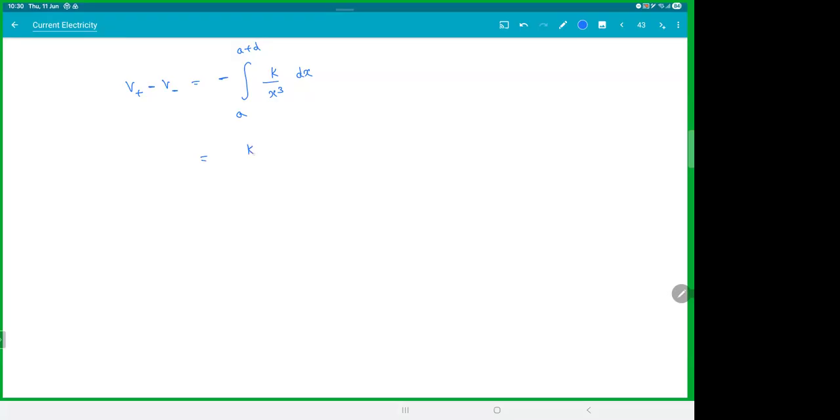That would be k by x power minus 3 plus 1 by minus 3 plus 1. That's minus 2. So that will be k by 2 x square. Limits will go from a to a plus t. I think I wrote the limits wrong. This is a and this is a plus t. This would be 1 by a square minus 1 by a plus t whole square. This is the voltage difference between the inside and the outside one.